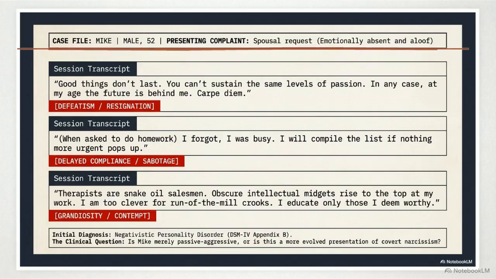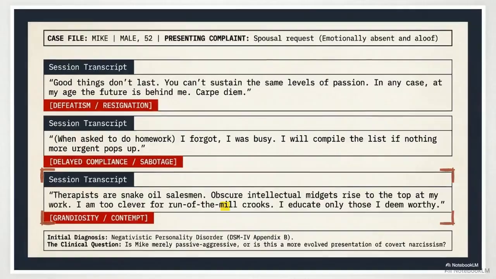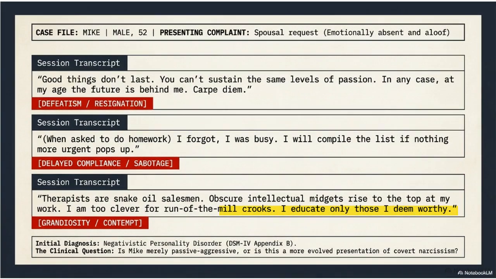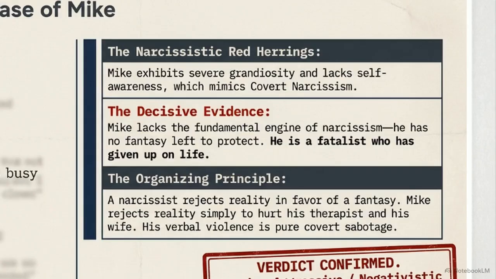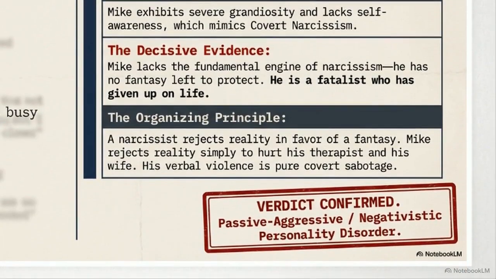Look at this clinical case file for Mike. When asked about therapy, Mike uses overtly arrogant language, claiming he is too clever and educates only those I deem worthy. On the surface, this sounds like pure covert narcissism. However, the decisive evidence proves Mike lacks the fundamental engine of narcissism. He has no fantasy left to protect. His arrogant language is a red herring. He uses verbal violence as covert sabotage to frustrate his therapist, hunting sadistic supply.